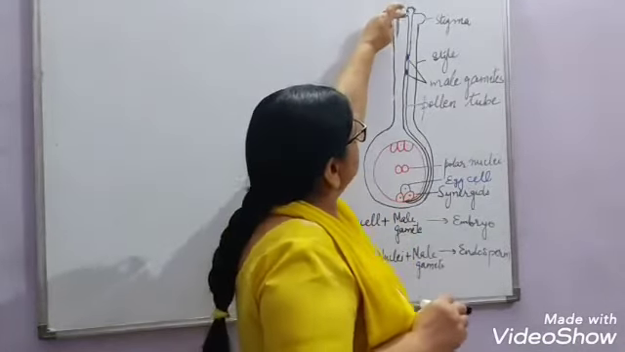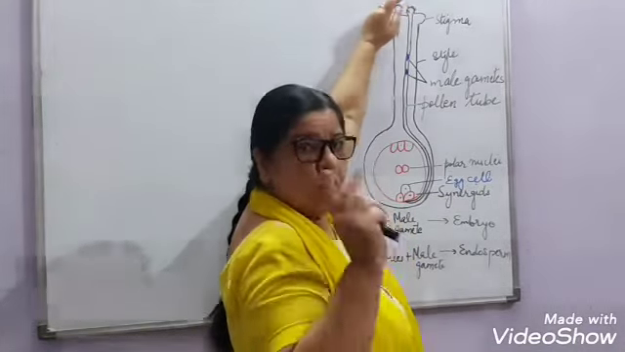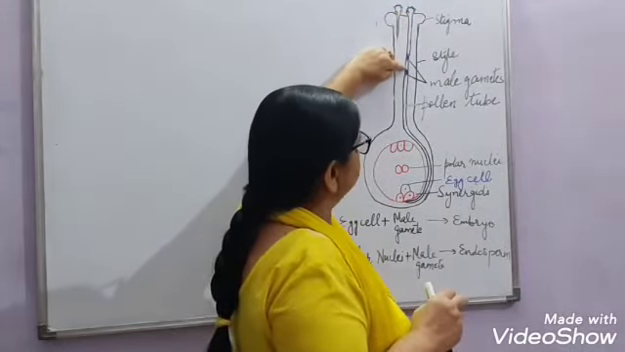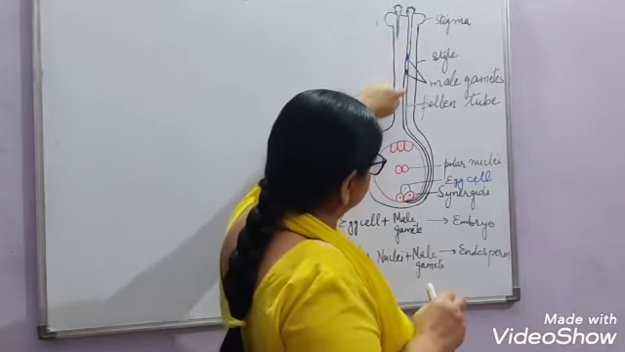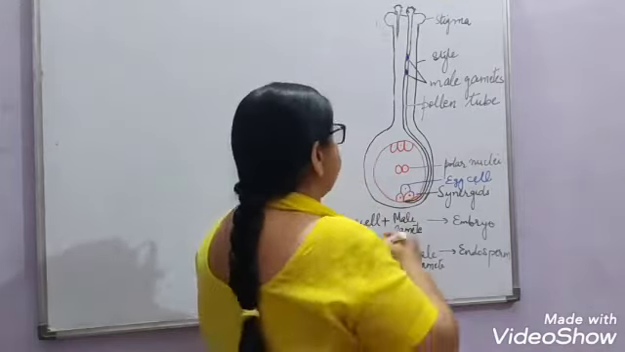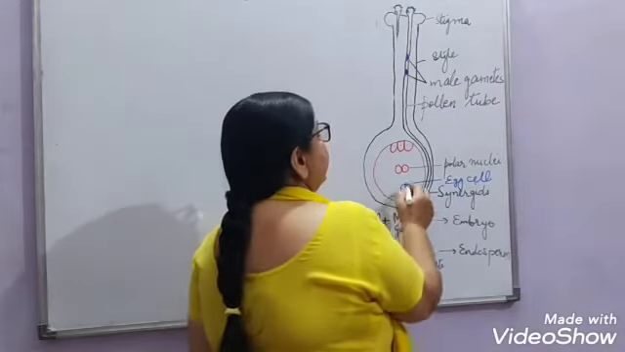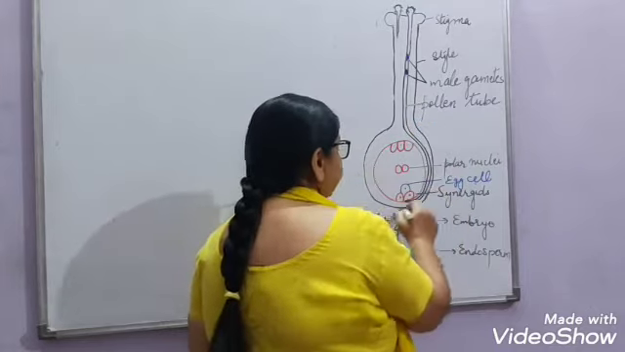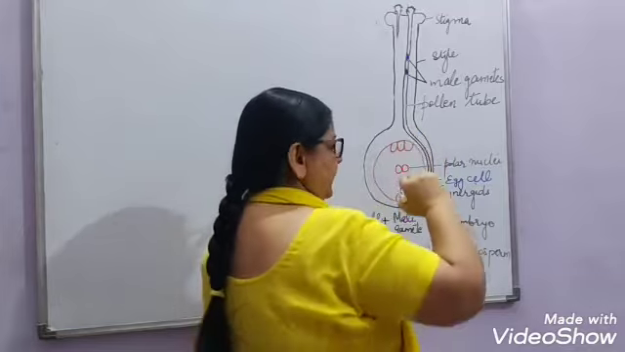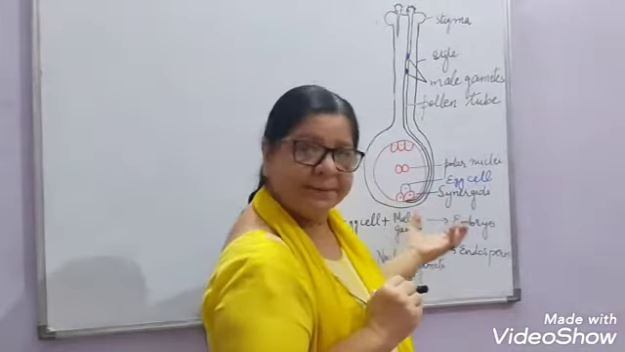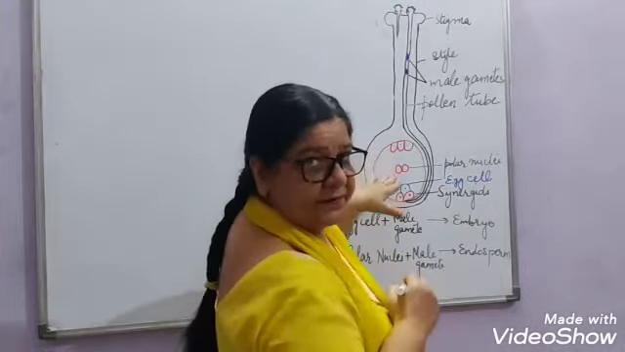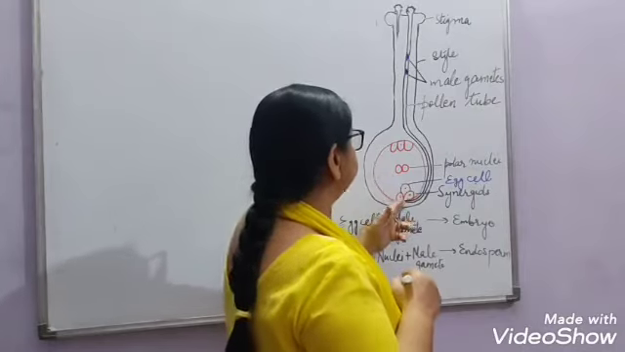So what will happen? The two male gametes from the pollen tube will travel through this pollen tube, right? And they will enter inside the ovary. Now this is the ovary, right? Inside the ovary, the ovule is present, and in the ovule these cells are present. Now let me tell you about these cells.